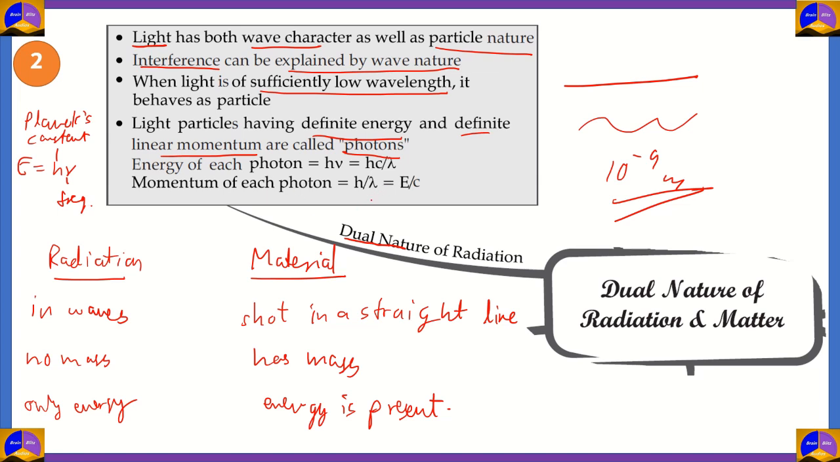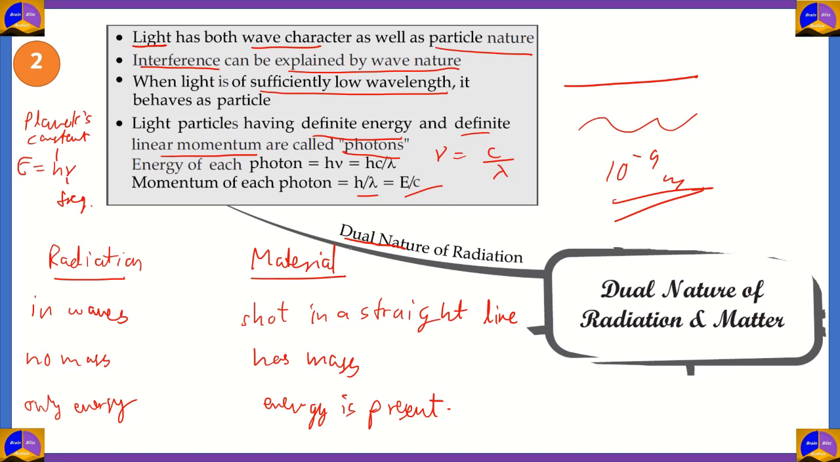For momentum, we divide the energy by the speed of light, so we get a value of h by lambda. The reason why we get h by lambda is because frequency is equal to c by lambda. Basically, if speed is equal to distance by time, time is equal to distance by speed, but frequency, which is 1 by time, is equal to speed by distance. So that is what we're looking at here.